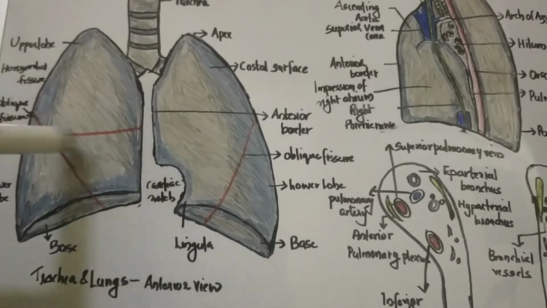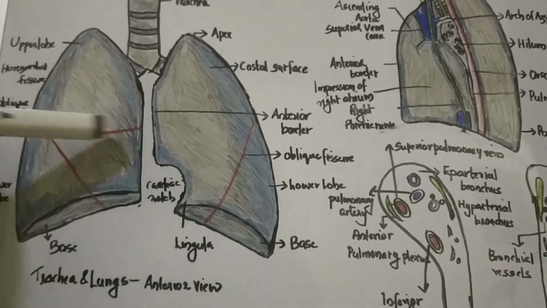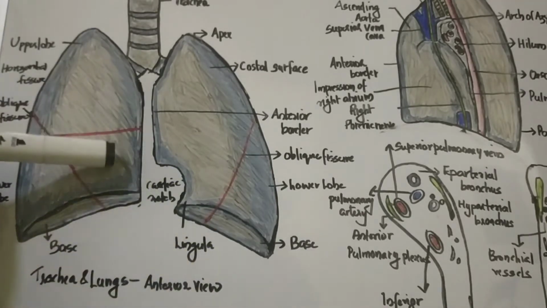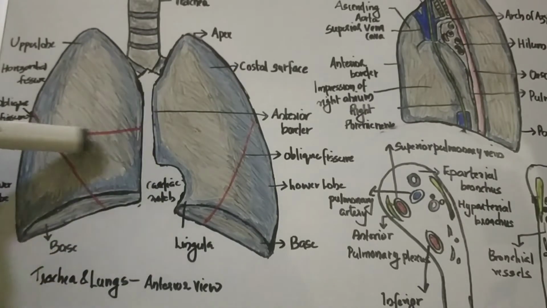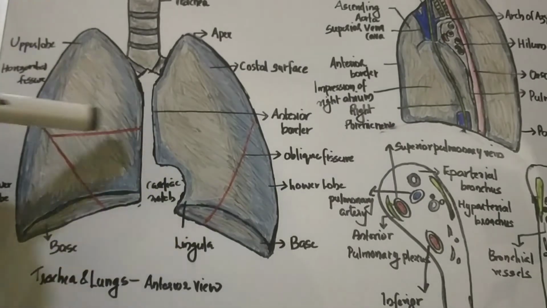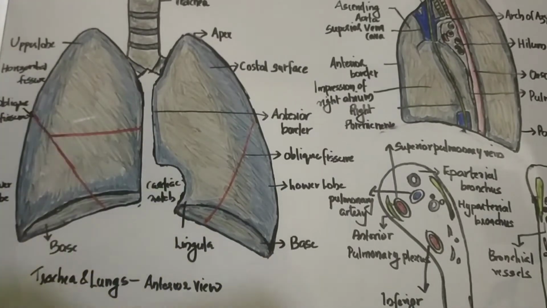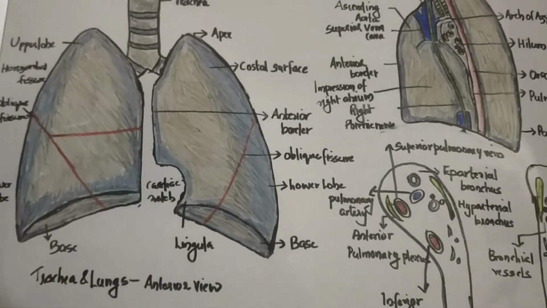So next is the horizontal fissure. It is only present in the right lung. It divides the right lung into a middle lobe also. So it passes through the anterior border to the oblique fissure, dividing the right lung into a middle wedge-shaped lobe. So this is the middle wedge-shaped lobe.